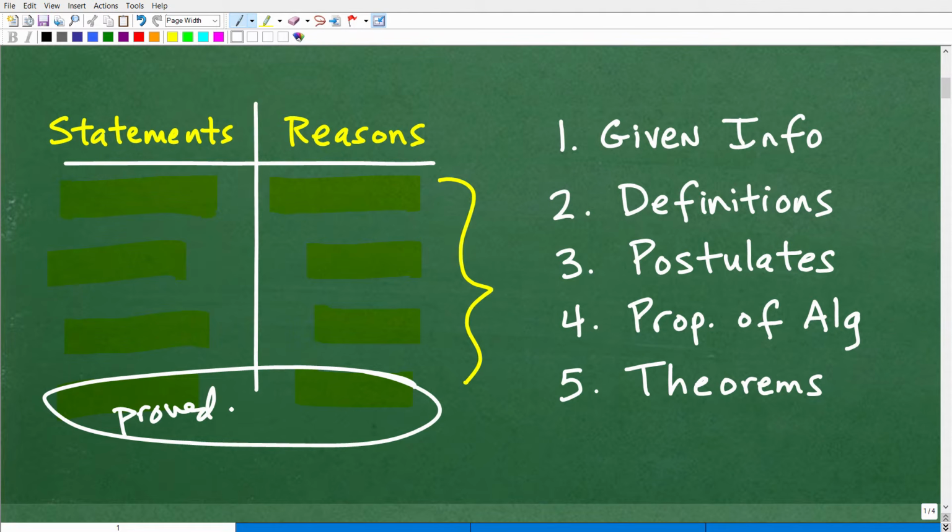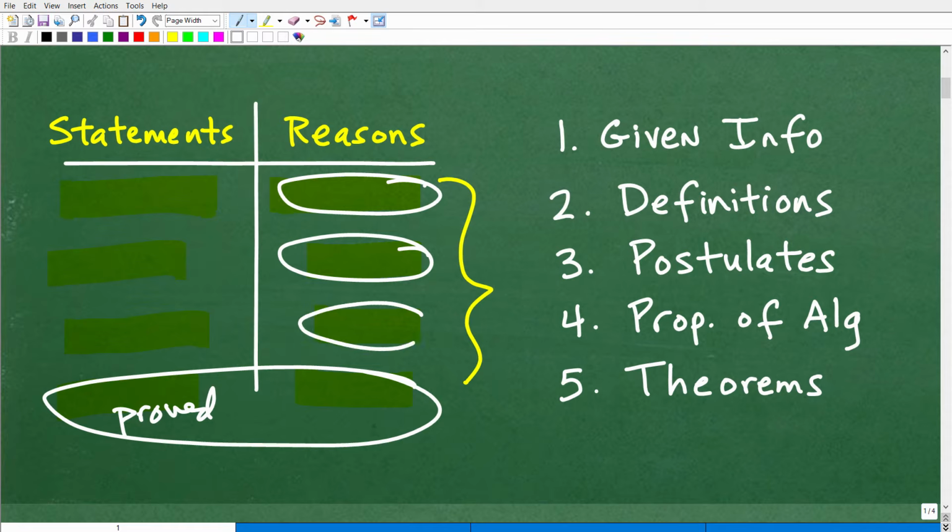Now, here's the thing. You can see I have some stuff going on over here. The reasons you can list. Here is one of the main points of this video: the reasons that you can give aren't opinions. You're not going to say, don't you think these two angles are equal because they look to be equal? Because I measured them on my paper and they are equal. No, you can't give a reason like that.